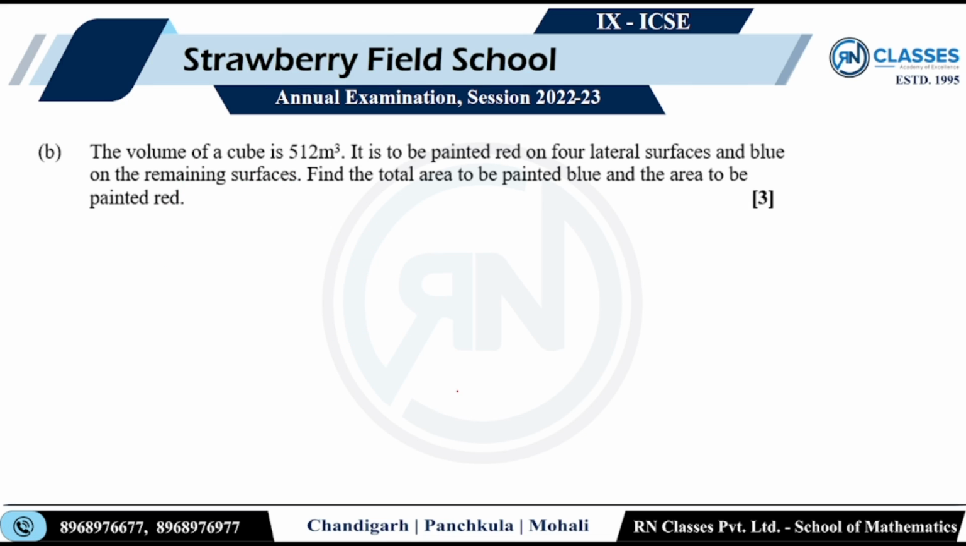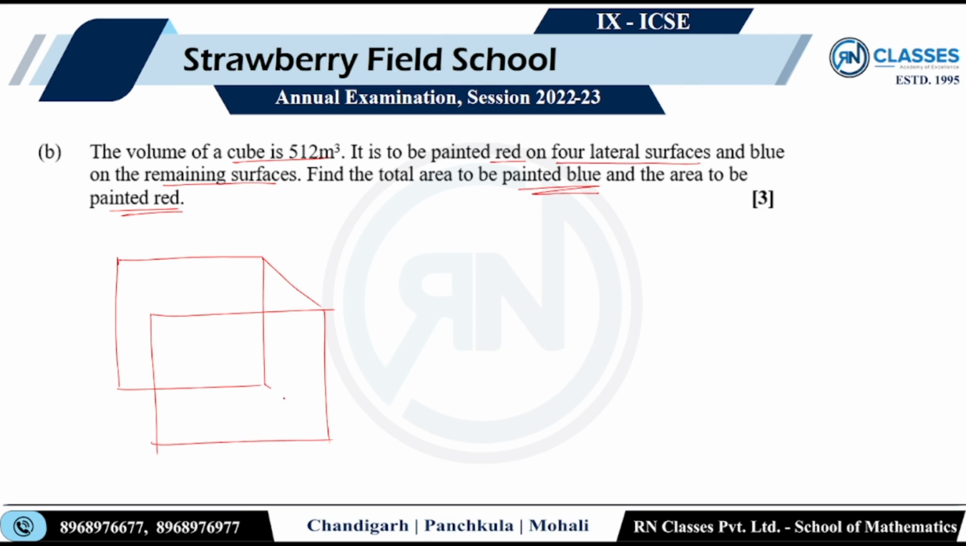Next, the volume of cube दिया हुआ है. It is to be painted red on all the 4 lateral surfaces and blue on the remaining surfaces. Find the total area to be painted blue and the area to be painted red. एक काम करते हैं, क्यूब बना ही लेते हैं. विजुअल ज्यादा इजी कर देते हैं क्वेश्चन को. दिस इज अ क्यूब. ओके, सो अब देखो, फ्रंट साइड, बैक एंड ये वाली साइड. यहां पे तो मैंने पेंट क्या करना है, लेटरल फेसेस पे रेड. ठीक है, इन सब पे होना है रेड. टॉप पे और बॉटम पे क्या पेंट होना है? ब्लू.